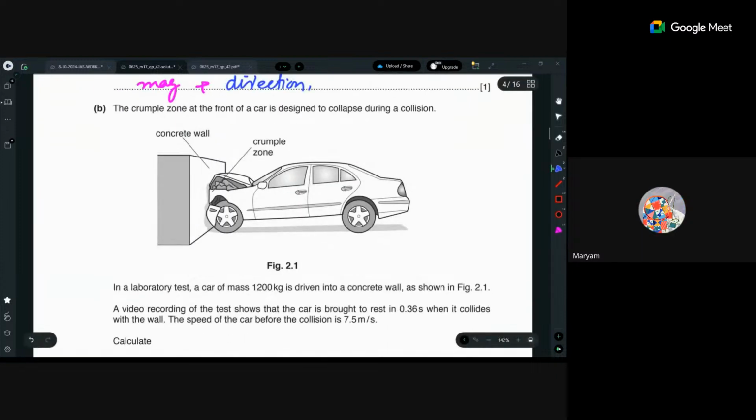The crumple zone at the front of the car is designed to collapse during the collision. This is the car whose engine is here, at the rear. It has a rear engine. This is a rear wheel car.